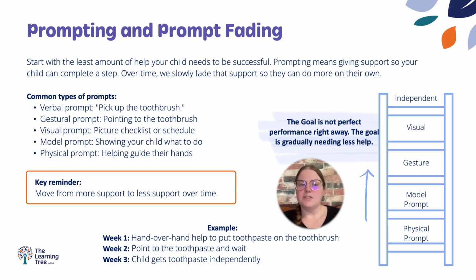Some common types of prompts. We have the verbal prompt, which is just giving a verbal direction: pick up your toothbrush. A gestural prompt, pointing to the toothbrush. A visual prompt could be using a picture checklist or schedule. A model prompt is showing your child what to do: you pick up the toothbrush. A physical prompt would be helping guide their hands to pick up the toothbrush.